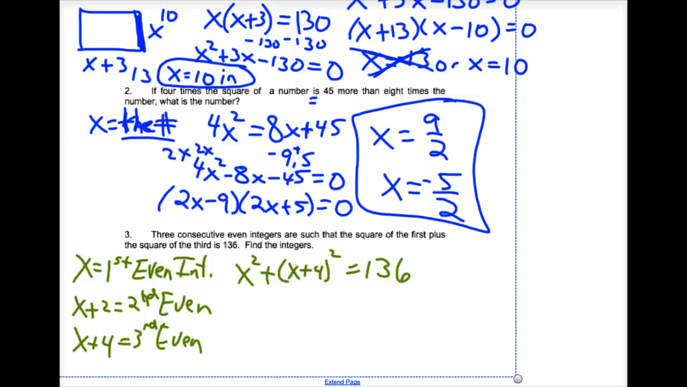So, guys, go to the side of your paper. Write it out twice and just do FOIL. Why do you keep saying 2x? X squared.